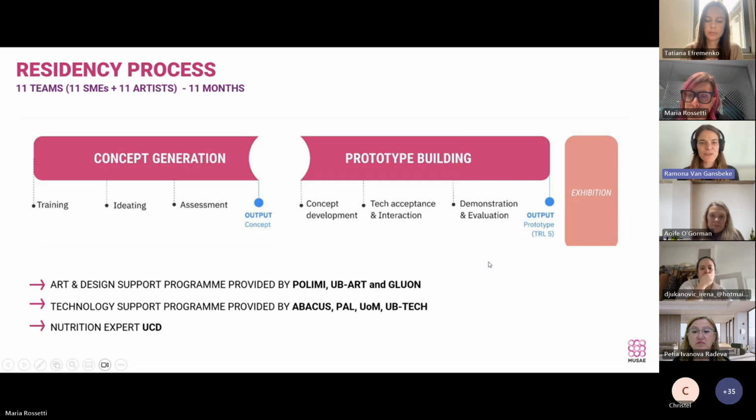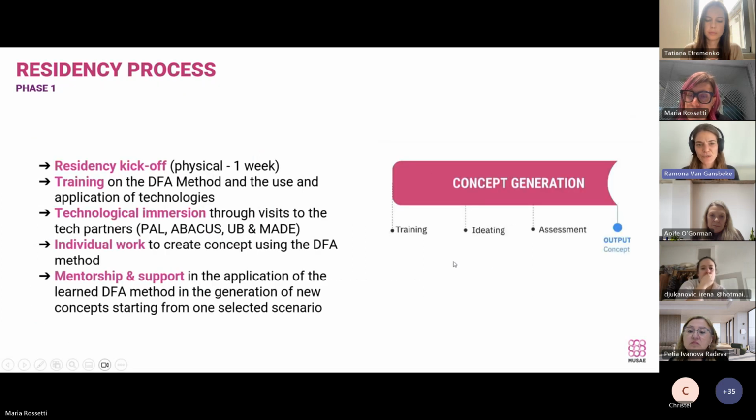Next slide. The first phase of the residency is focused on concept generation and refining your idea into a proof of concept, while the second phase of the residency is dedicated to prototype building, going from a concept to a prototype to be tested in a real world environment.